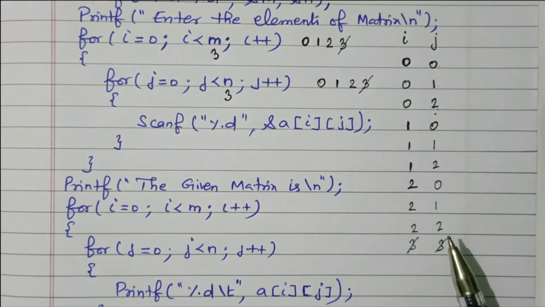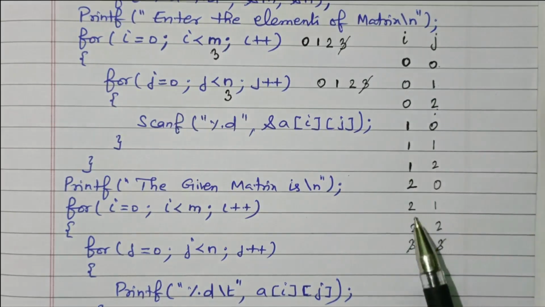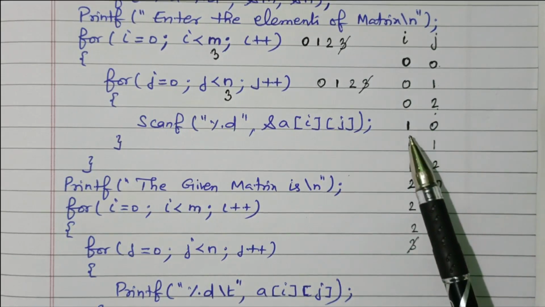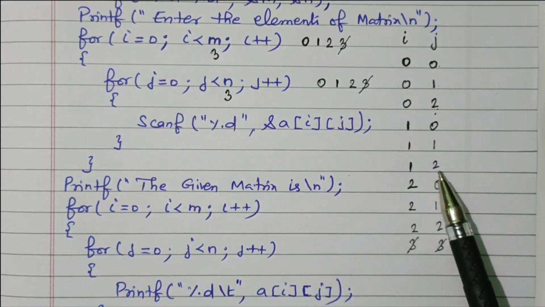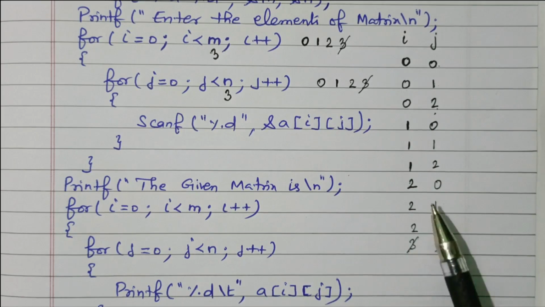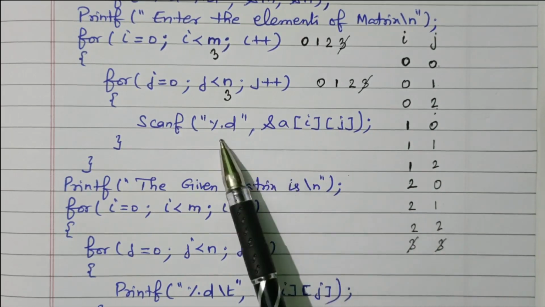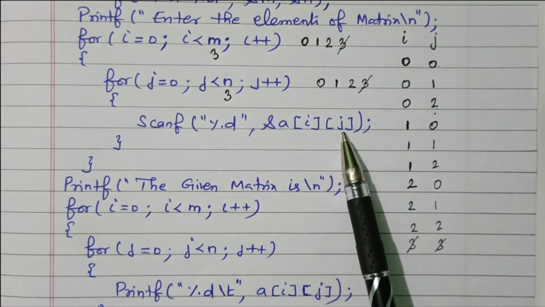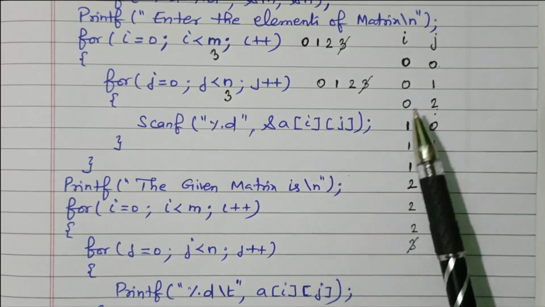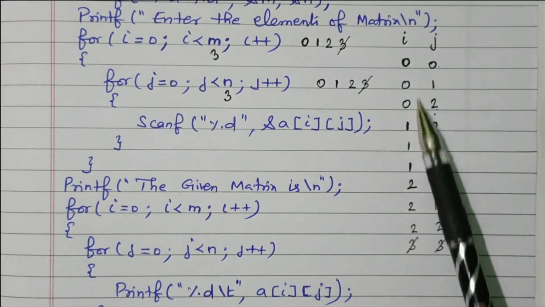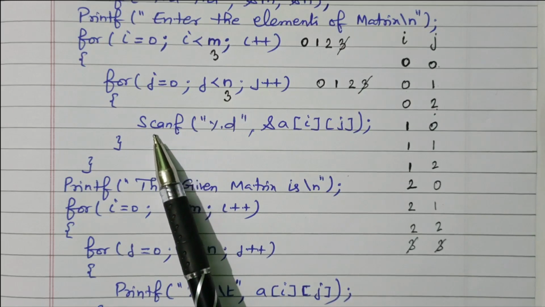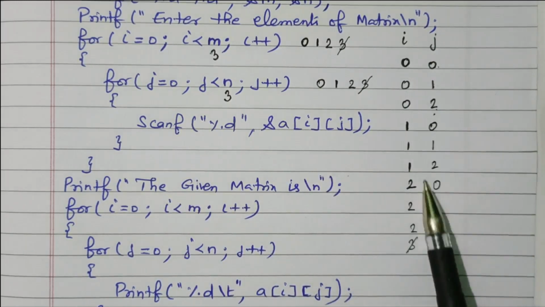The 9 elements the user entered are arranged in this order: 0, 0, 0, 1, 0, 2, first row 3 columns; 1, 0, 1, 1, 1, 2, second row 3 columns; 2, 0, 2, 1, 2, 2, third row 3 columns. This is what we discussed earlier, right? So %d and a of I, j. So this I is 0, then 0, 0, 1. Like that it will vary. So the corresponding elements are stored arranged in this order. That is nothing but the matrix elements. So now we received all 9 elements from the user, stored in the corresponding locations.